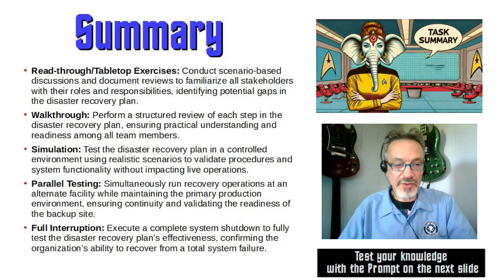All right, quickly summarizing, we talked about the various test types: read-through or tabletop exercises to help familiarize stakeholders with the plan, walkthrough that ensures all procedures are understood and ready to be executed, simulation tests the disaster recovery plan in a controlled non-production environment, parallel testing runs operations at the alternate site with some risk of potentially disrupting production, and full interruption completely shuts down production and fully tests the recovery capabilities. And we talked about communications that ensures all stakeholders are informed throughout the testing process.